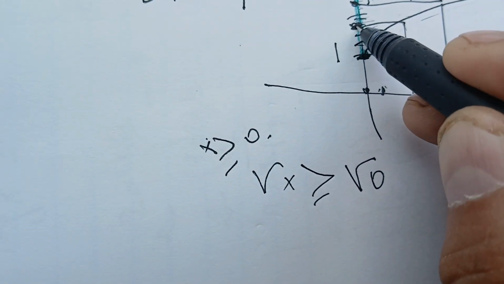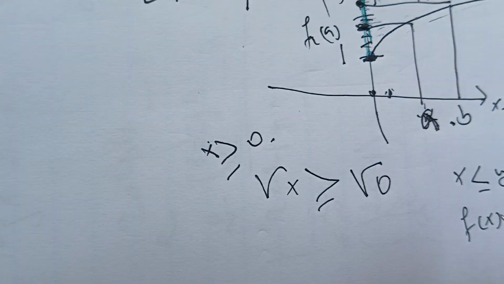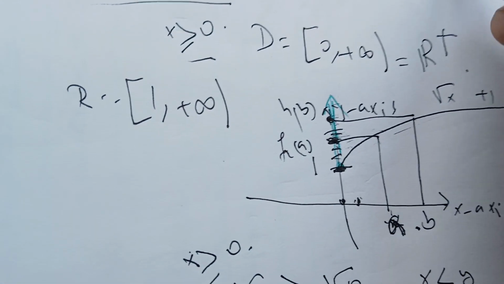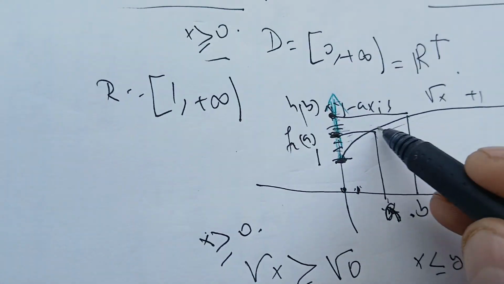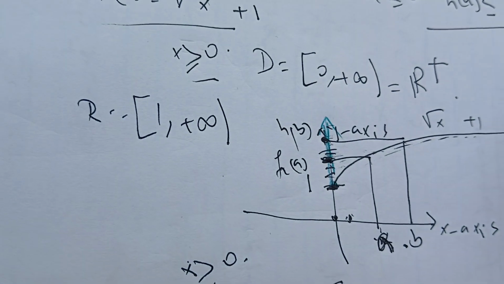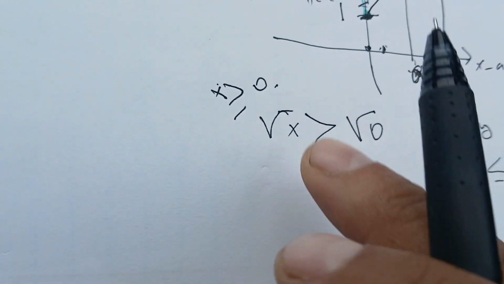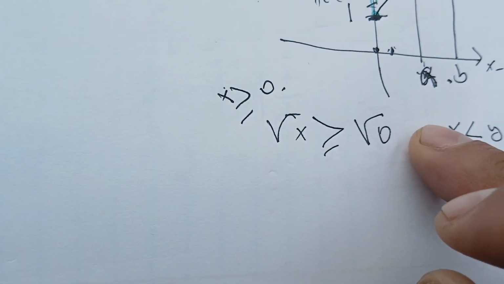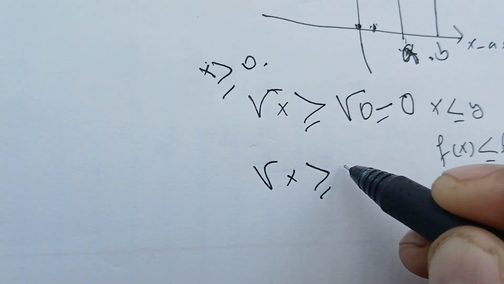The image of a is h of a, and this is h of b. So here we have a less than or equal to b, and h of a is less than or equal to h of b. That means our function is increasing, and we see it in the graph. The graph keeps increasing. So the square root is increasing. That means if x is at least 0, then the square root of x is at least the square root of 0, and the square root of 0 is 0. So we have the square root of x is at least 0.